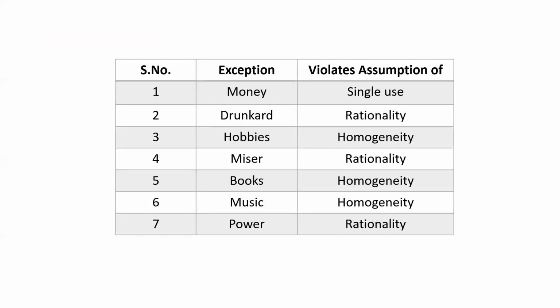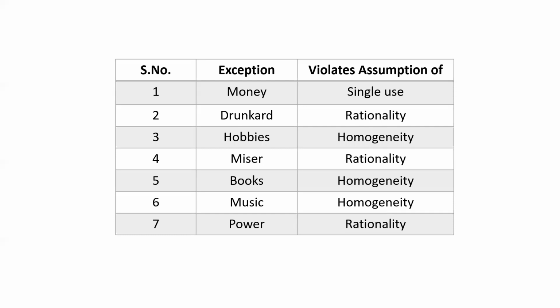So if we summarize these exceptions and how they violate the assumptions of diminishing marginal utility: if we talk about money, we know that money has different uses at the same time. So it violates the assumption of single use. If we talk about the drunkard, his mental condition is not so good, so he is not considered under the rationality bracket. So the rationality assumption is violated here. Hobbies are different. If you have a hobby, you create more different things. So every time you create different things, your MU increases. So in that case, you violate the assumption of homogeneity.